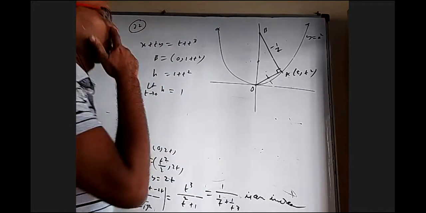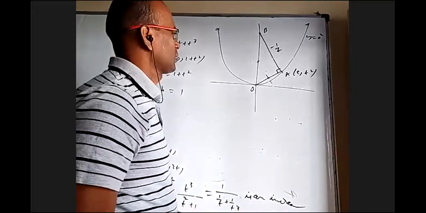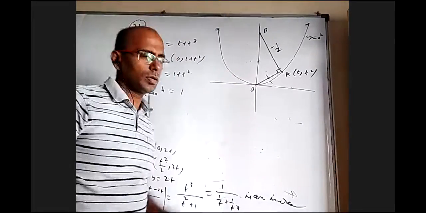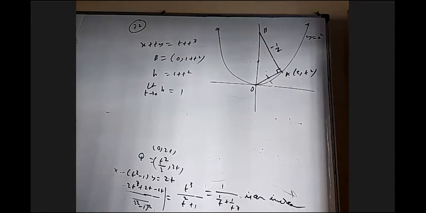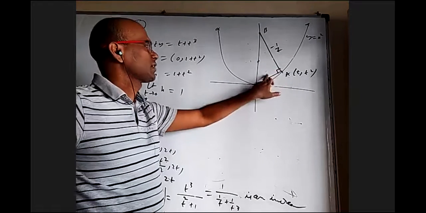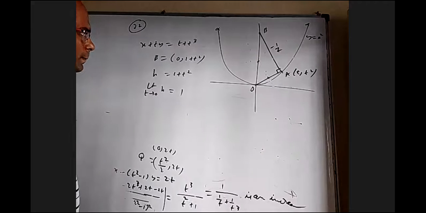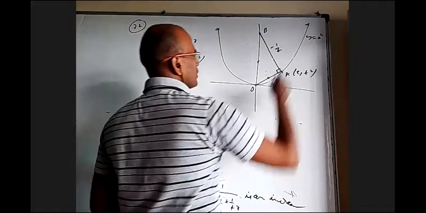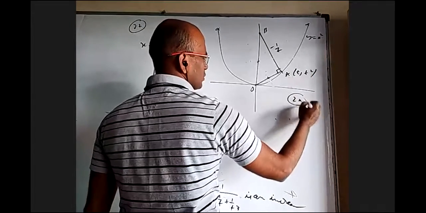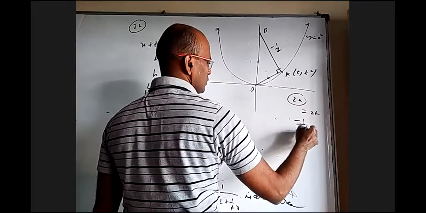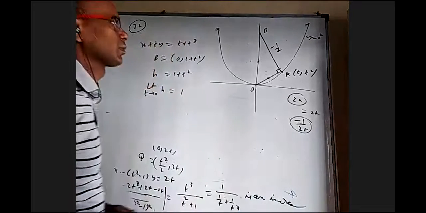One time I gave this explanation, at least I thought I did. This length is every time double of the normal's x-intercept at this point. Why is that? Not able to recollect as such. What is the slope? dy by dx is 2x, so the slope of the tangent is 2t. Slope of the normal is minus 1 by 2t.